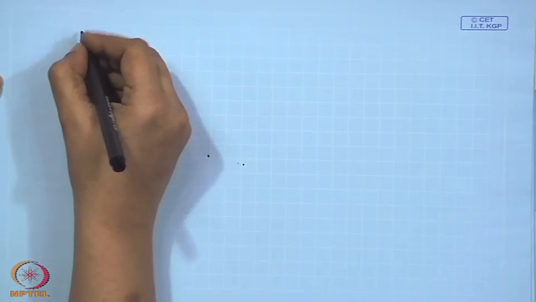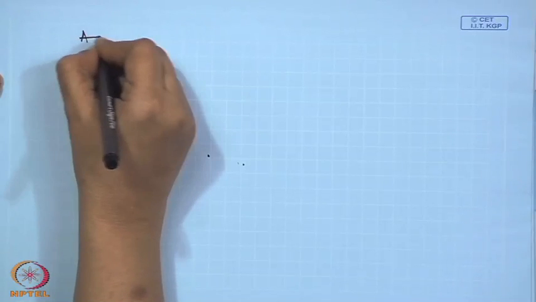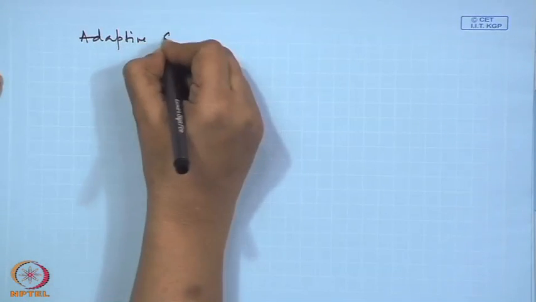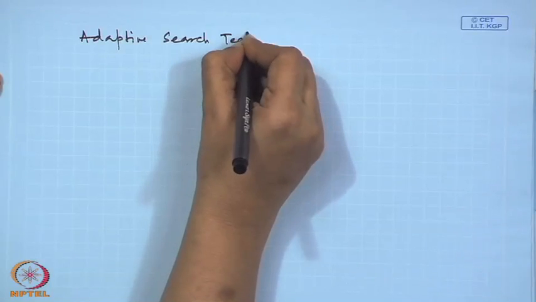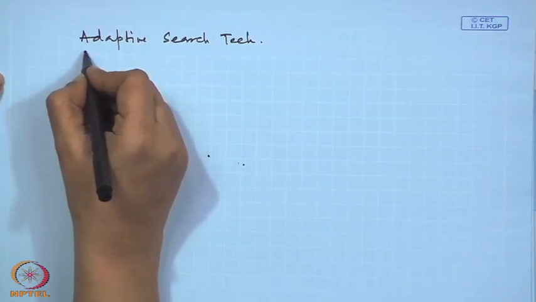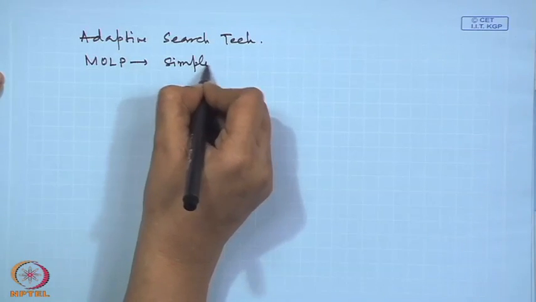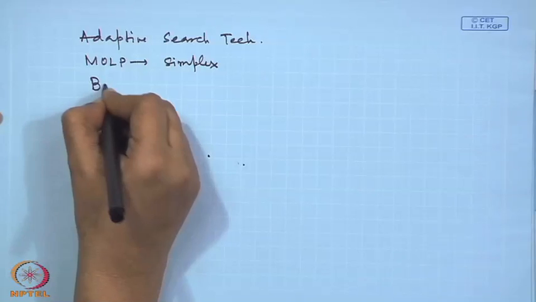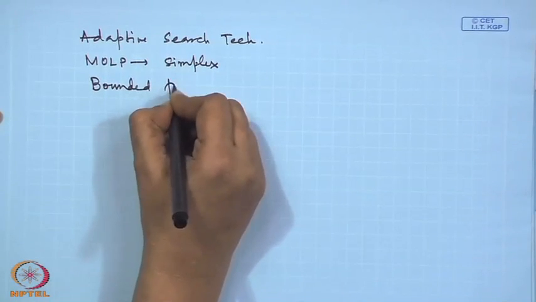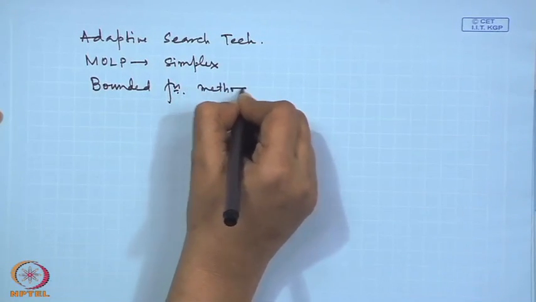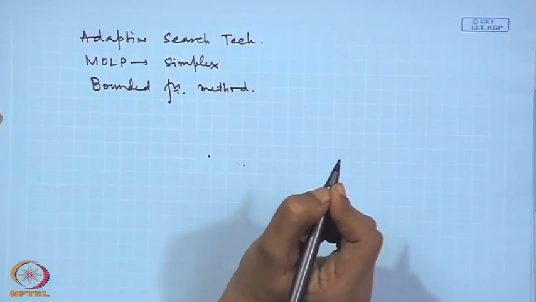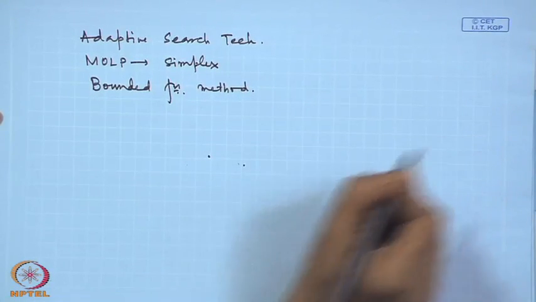But other than this, there are also a few methods available. One method is the adaptive search method, a searching technique we adopt in multi-objective problems. We also have the multi-objective linear programming simplex algorithm. We have the bounded function method. Nowadays, we are considering evolutionary algorithms, etc.